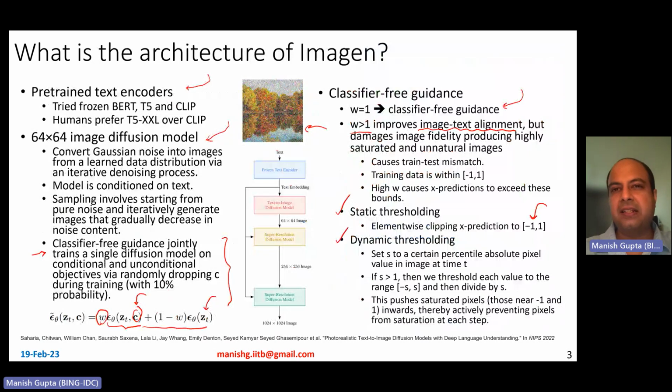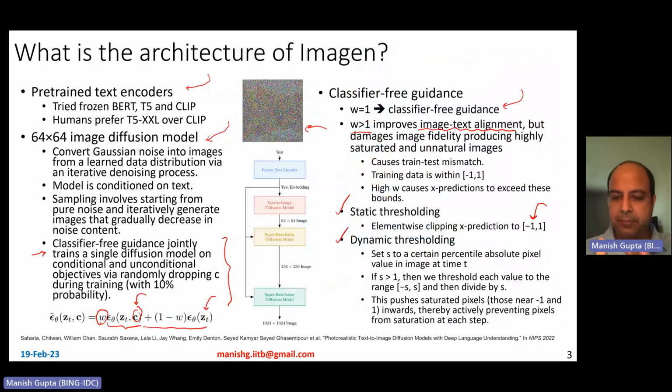Okay, so that's of course a sort of obvious approach to do if your images are getting beyond -1 to 1. Well, clip them. Okay, clip those pixel values. However, what they found is dynamic thresholding works better. So what is dynamic thresholding? Well, consider a certain percentile, let's say 95th percentile, right? And set S to a certain percentile absolute pixel value in the image at time t.